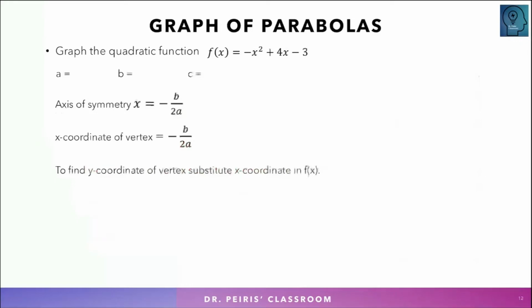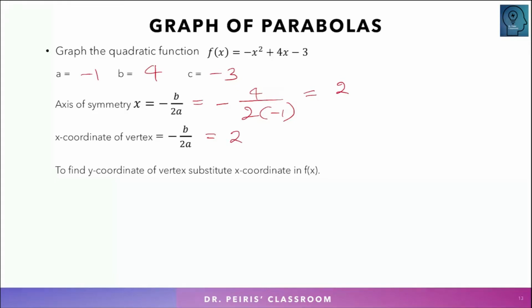Another example. So let's see this example. In this case, negative x squared plus 4x minus 3. So a equals negative 1, b equals 4, c equals negative 3. The axis of symmetry, minus b over 2a, is negative 4 over negative 2, which is positive 2. The x coordinate of the vertex is also 2.